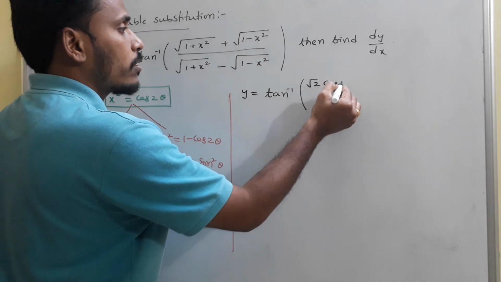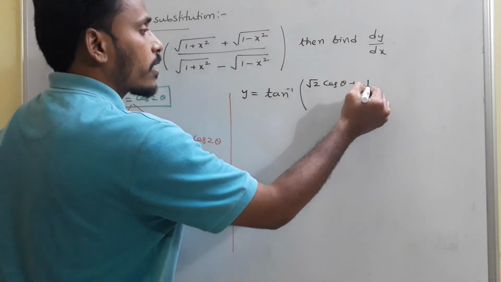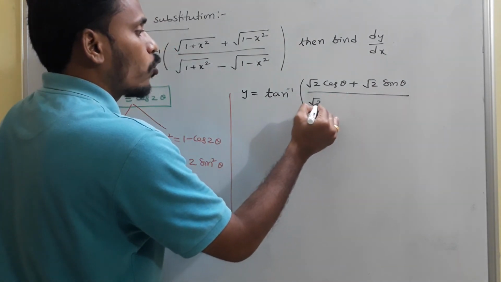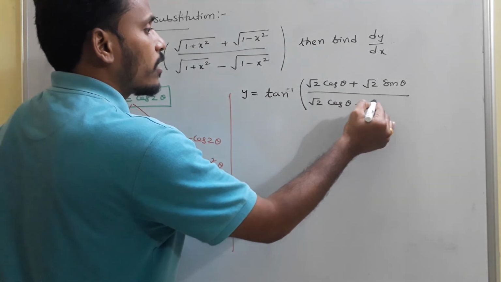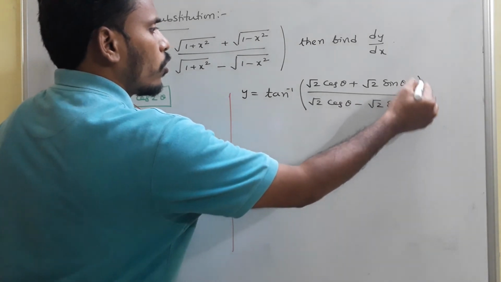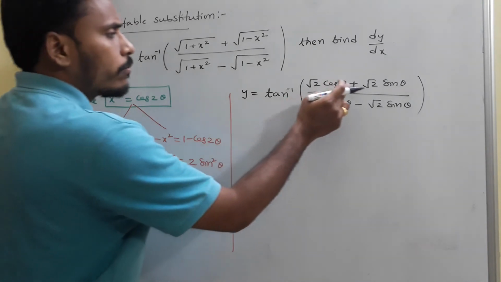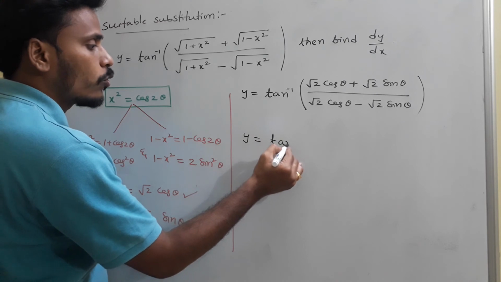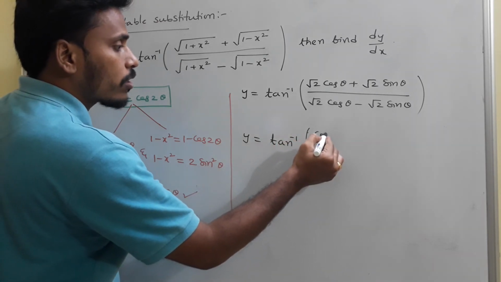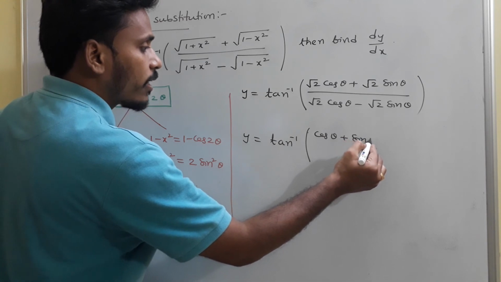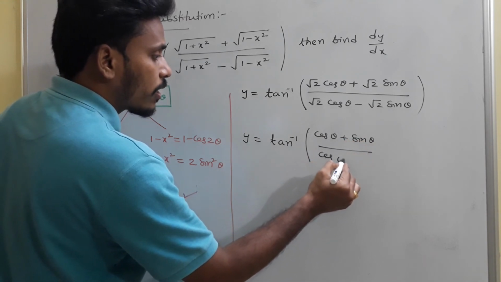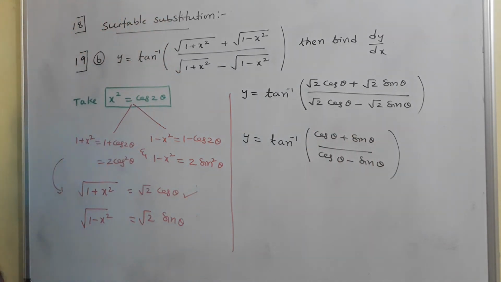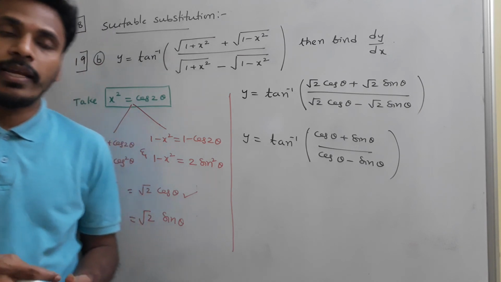Root 2 cos theta plus root of 1 minus x square is root 2 sin theta, divided by, again, root 2 cos theta minus that, which is root 2 sin theta. So just pick out root 2 from this numerator and denominator and cancel it out. You are left with y is equal to tan inverse of (cos theta plus sin theta) divided by (cos theta minus sin theta). Just observe this trigonometric expression, cos theta plus sin theta by cos theta minus sin theta.